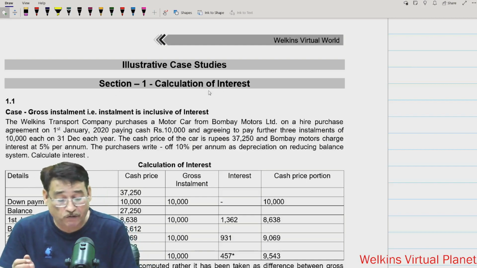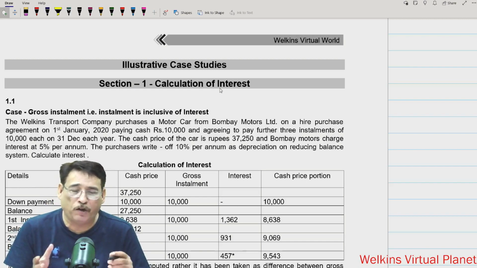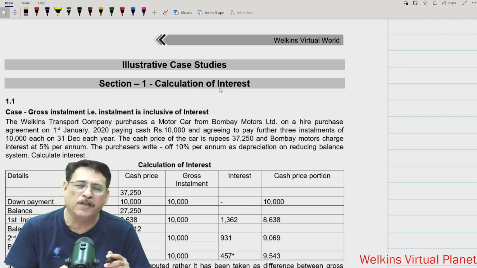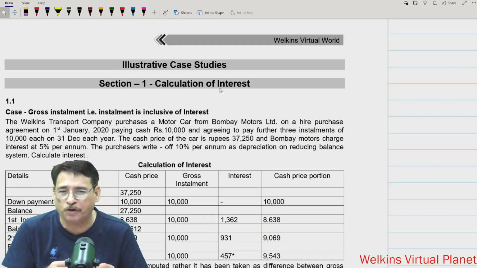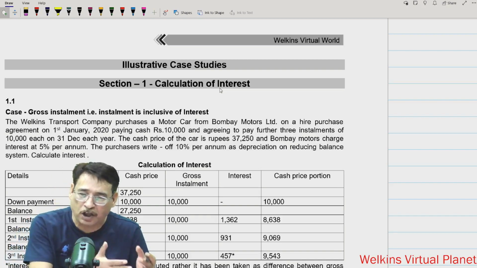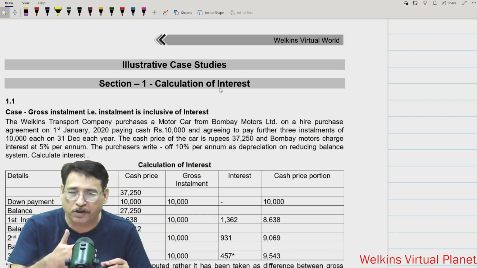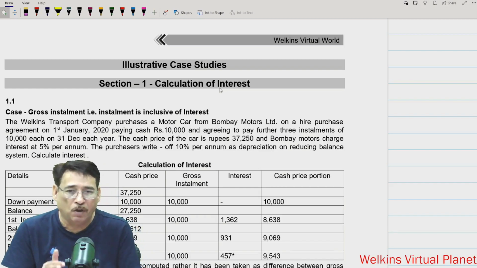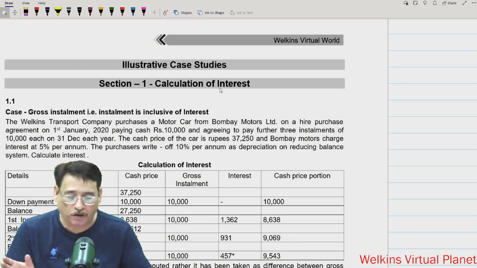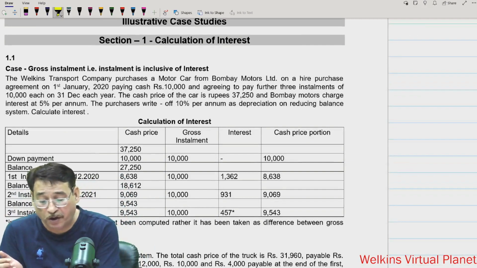This is your section 1, calculation of interest. First of all, we are going to learn the calculation of interest. Why will we have to learn the calculation of interest? As I told you, what is the theme of this particular chapter? Because we haven't yet talked about that particular thing. So we will try to understand with the help of this particular question. First, go through this particular question.